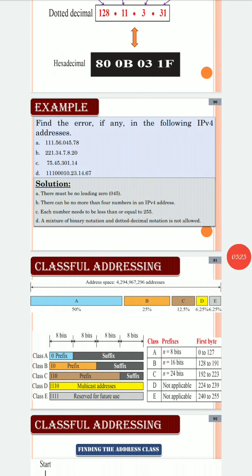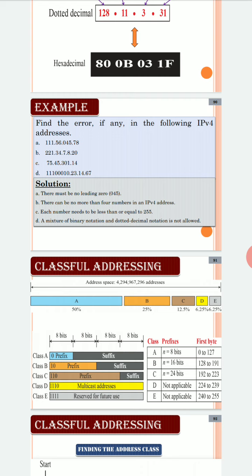Before going in depth into IPv4, let us take one small example wherein we'll see the mistake or error in the given IPv4 addresses. As you can see in the example, the first one, A, is 111.56.045.78. This is the IP address represented in dotted decimal notation.